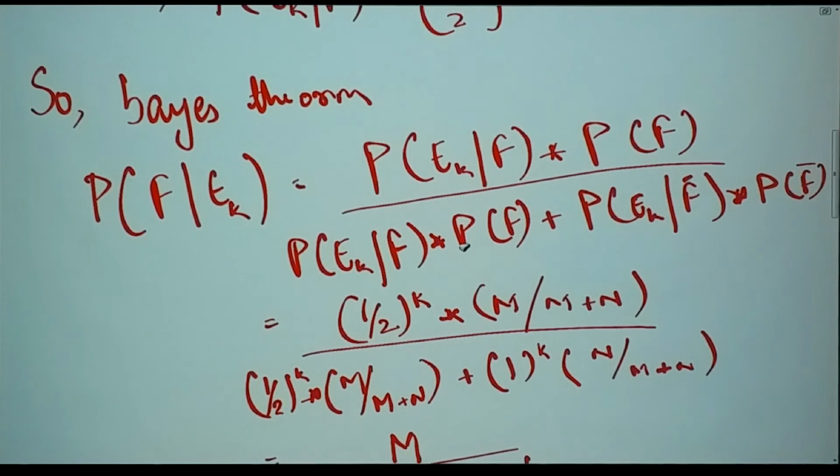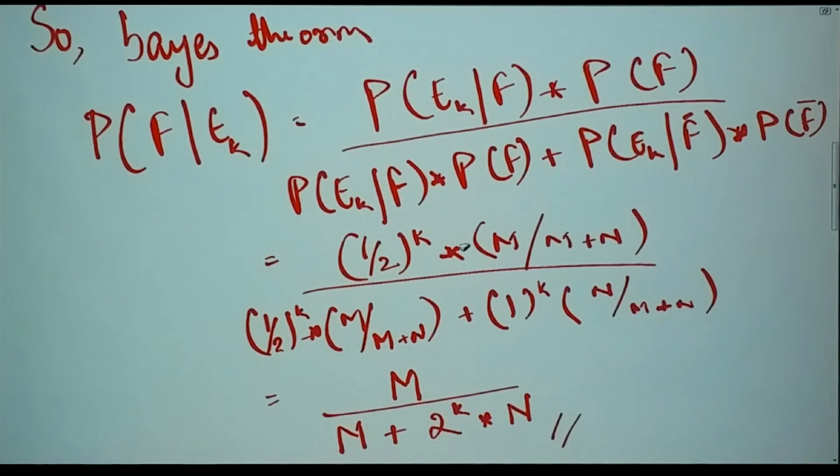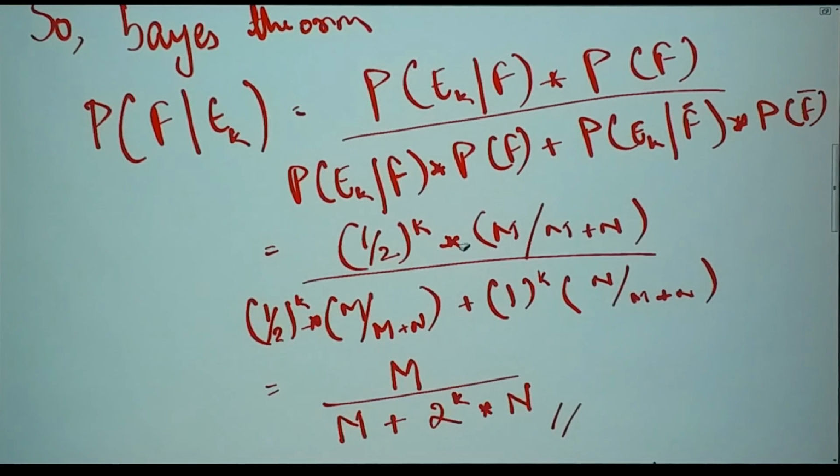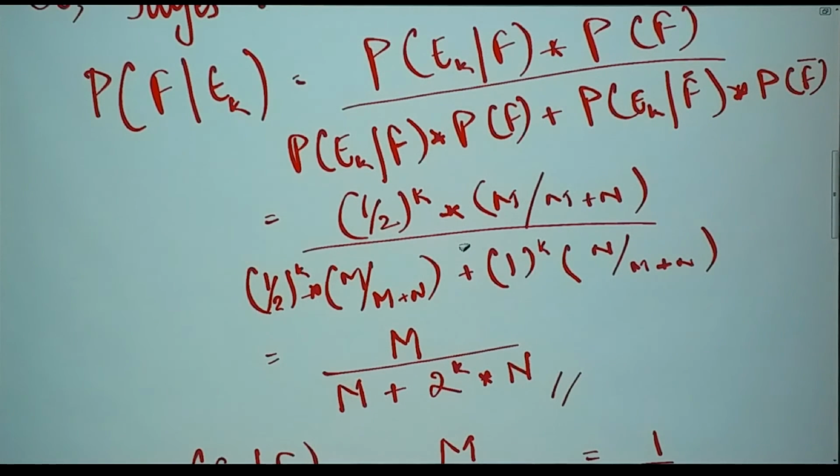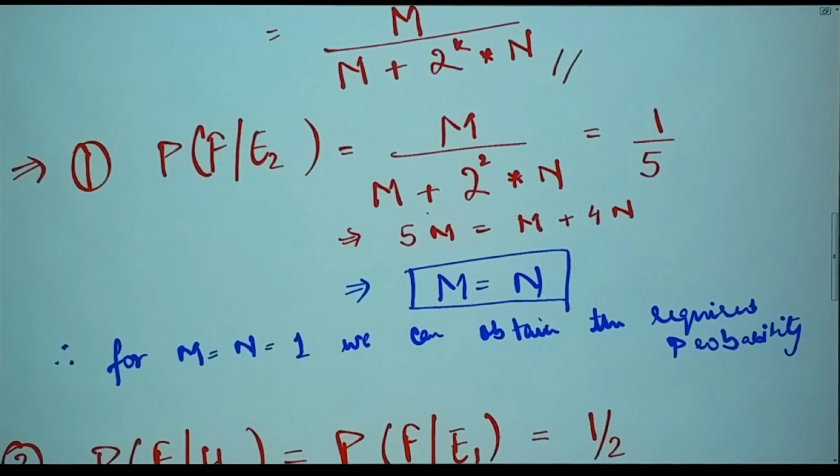So now, substituting all our values that we had derived earlier, we get this form, which is basically m by (m plus 2^k times n). So this is the probability that a fair coin is picked given that our event Ek has occurred. The first part says that the probability of picking a fair coin given that our event E2 has occurred, or 2 consecutive heads have occurred, is equal to 1/5.